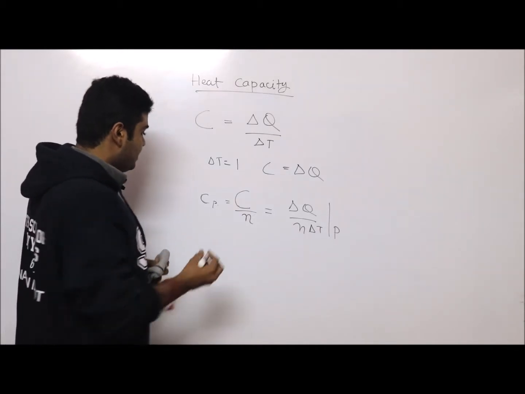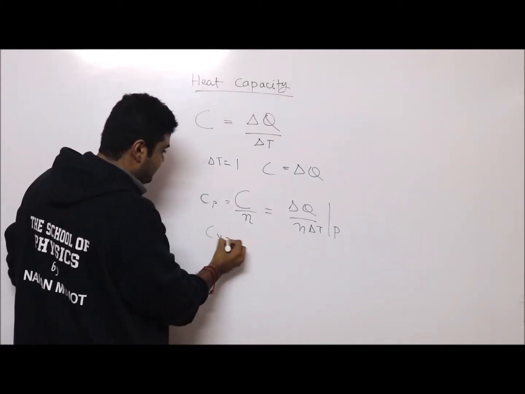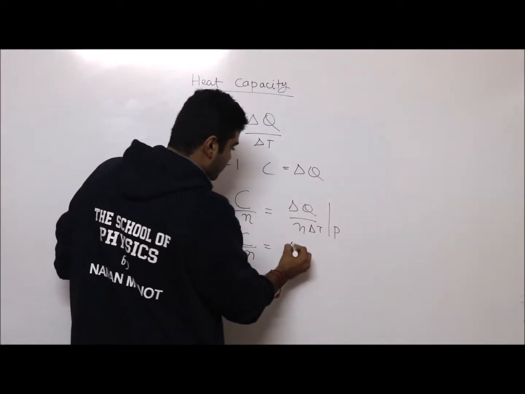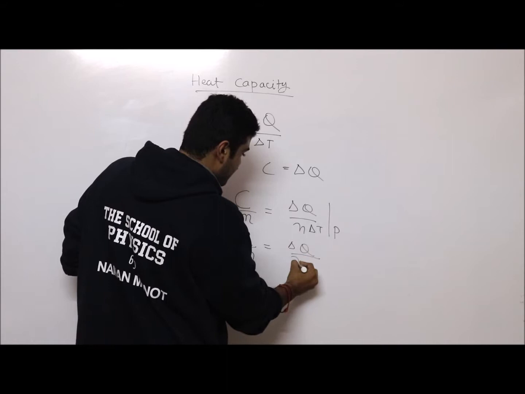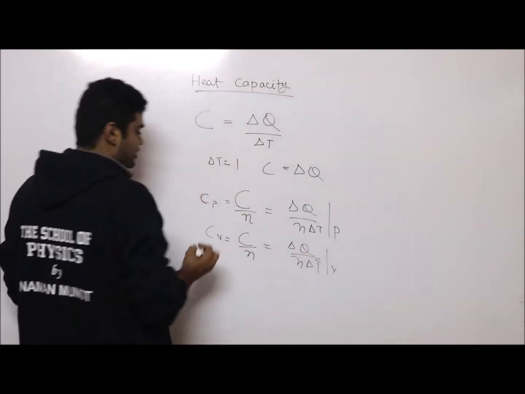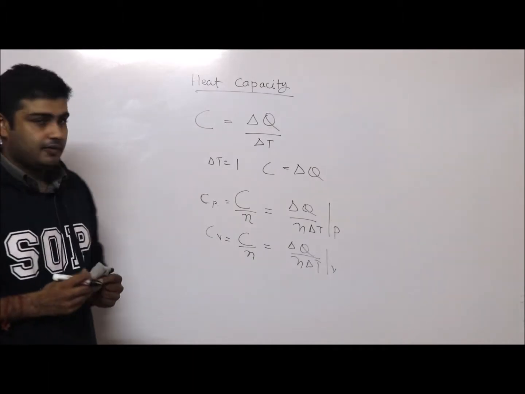Similarly, Cv is equal to C by n at constant volume, which is equal to delta Q by n delta T at constant volume. So this is Cp and this is Cv.